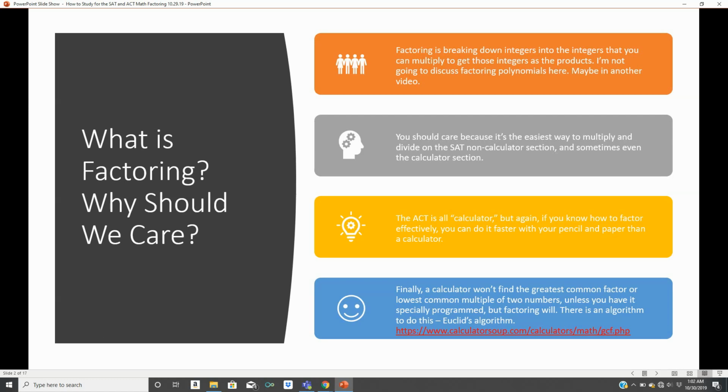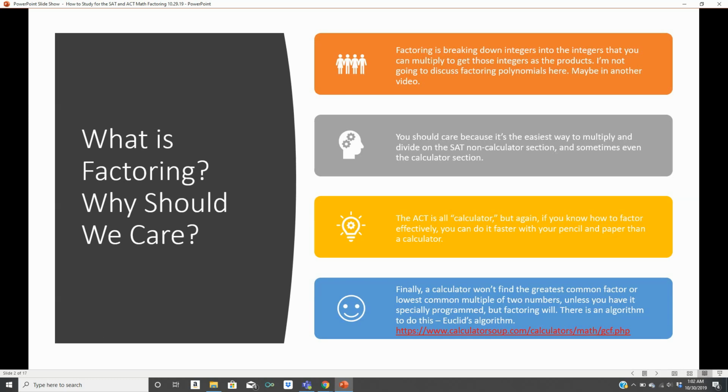The ACT is all in quotes calculator, but again, if you know how to factor effectively, you can do it faster with your pencil and paper than with a calculator. It does take time to reach it, turn it on, type in the numbers, check it to make sure you didn't type in the wrong numbers, etc. Finally, a calculator won't find the greatest common factor or lowest common multiple of two numbers unless you have it specially programmed, but factoring will.